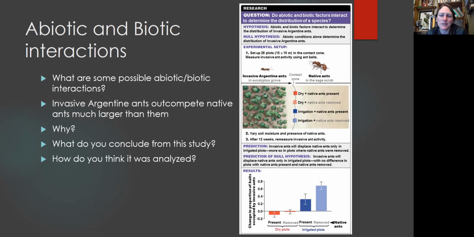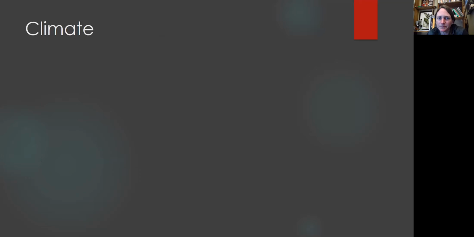Okay, well, there's a couple ways they could, but hopefully you were thinking about a t-test for the dry plots, present versus removed, and a t-test for the irrigated plots, present versus removed. Or you could compare all the combined dry plots to irrigated plots using a t-test. Or if I had taught you this, you could use an analysis of variance to compare all four to one another, but we didn't really get into that in statistics yet.